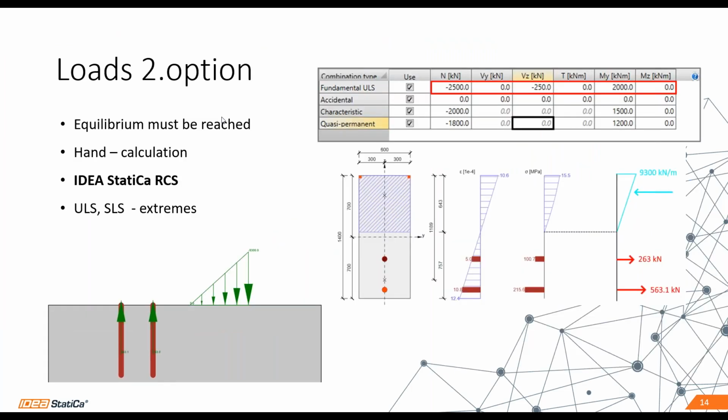The second option is to use the hand calculation, get the equilibrium, or you can also use our other application from the family of IDEA StatiCa applications. It's called IDEA StatiCa RCS. It's for reinforced concrete section design, and I would like to show you that you can put here the ultimate limit state combination, characteristic combination, quasi-permanent combination, and you will get the response.